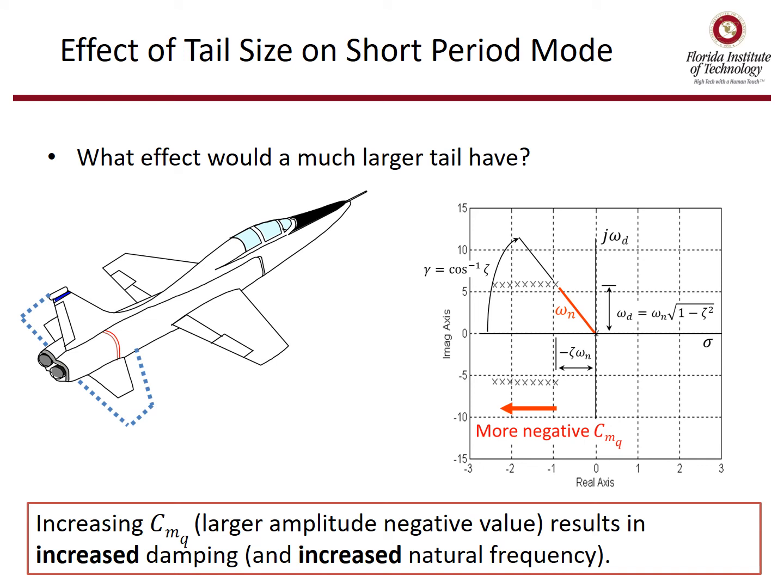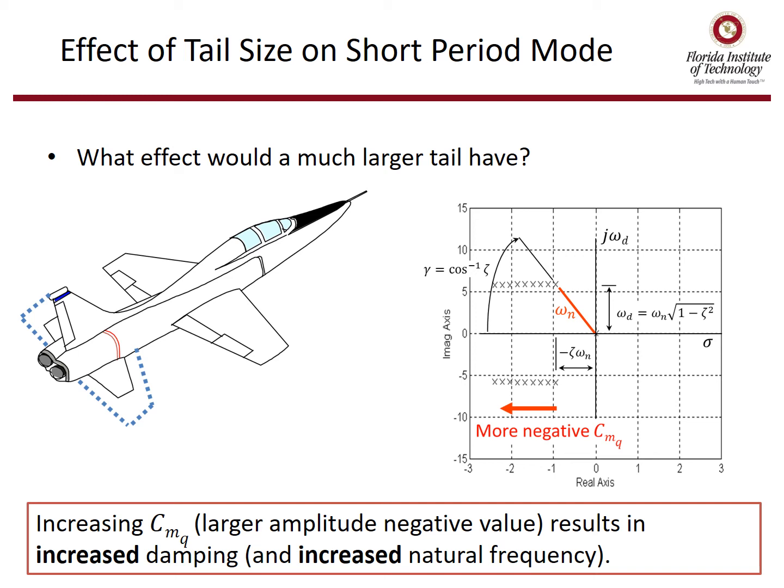In flight tests, we're going to determine damping ratios and natural frequencies and even pull out what the stability derivatives of Cm alpha and Cmq are. But sometimes it's good to look at the airplane from a design perspective. And the question in this case is, what's the effect if we have a larger horizontal tail? And the effect is it would increase Cmq, resulting in an increased damping and increased natural frequency.